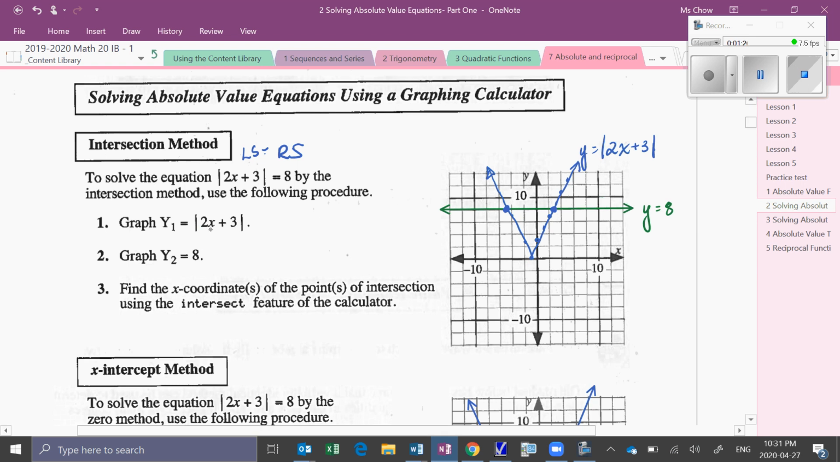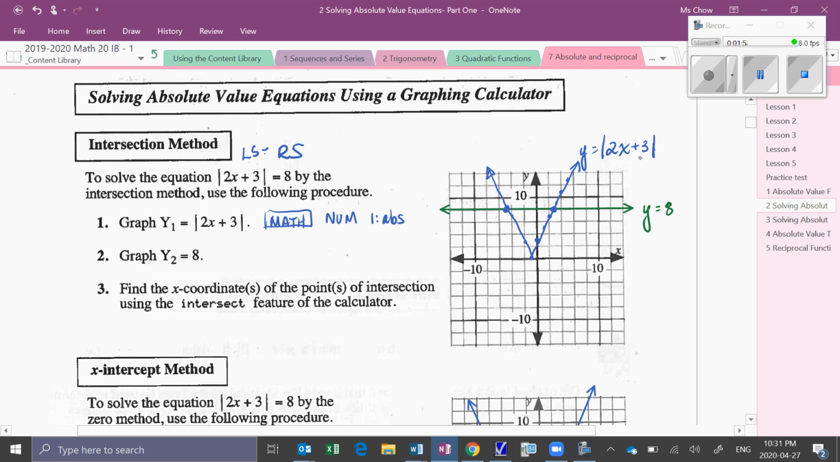So remember to get the absolute value bars, you can go to the math button on your TI calculator, and across the top you'll see the number menu if you scroll over to the side there, and I believe the first option is the absolute value bars. So the absolute value of 2x plus 3 is y1 and y2 is equal to 8. If you enter those in, there's my y2, which is my horizontal line of y equals 8.